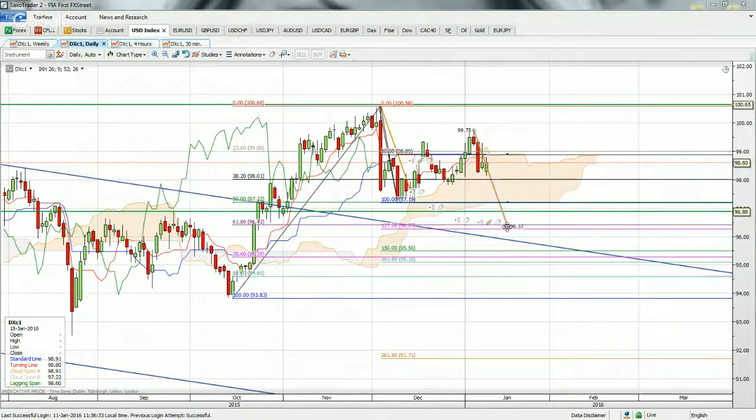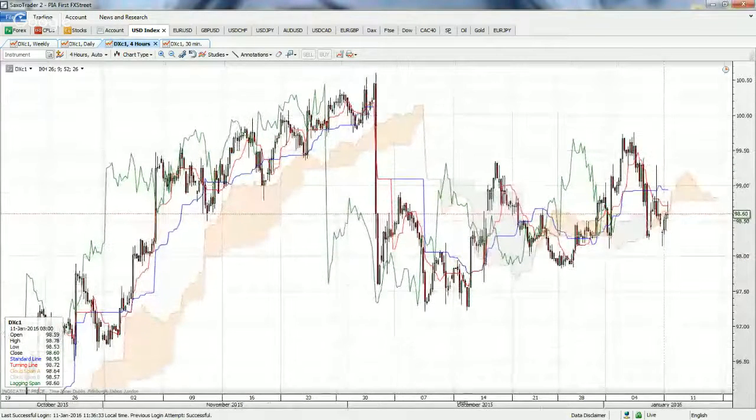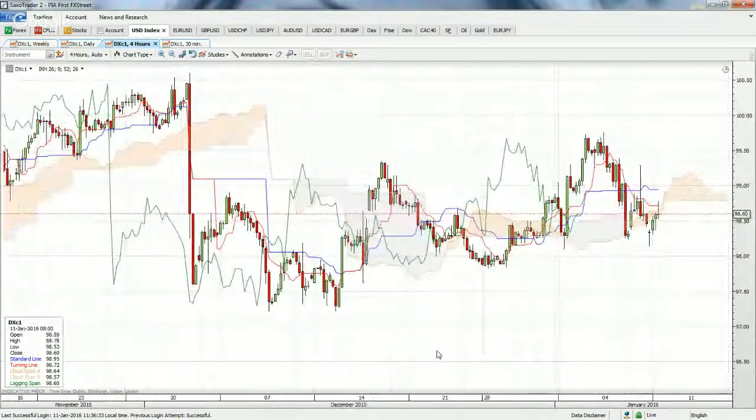But this is our key, okay, 96.37. If we stop and reverse there, then the dollar bias flips back to the upside. But we need to see a reversal candle around here. Now, you might be saying, well, how could we have traded this bit here? So again, you're breaking down to another time frame, and we want to be looking at price action.